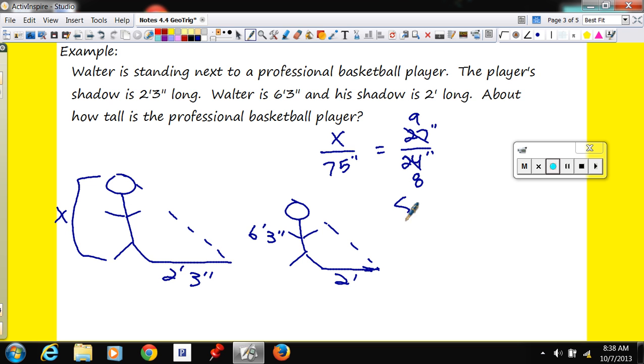Okay, so you got 8x and 75 times 9. Let's see what we get for that. 75 times 9, you get 675. And then you divide it by 8. So divided by 8 equals 84.375.